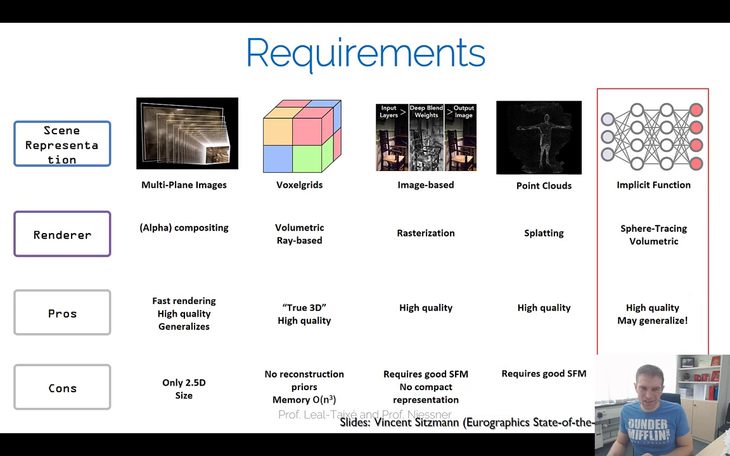These implicit functions are kind of a new thing. In addition to that, in this case, we're going to have sphere tracing, which is kind of the renderer, or some volumetric tracing, right?